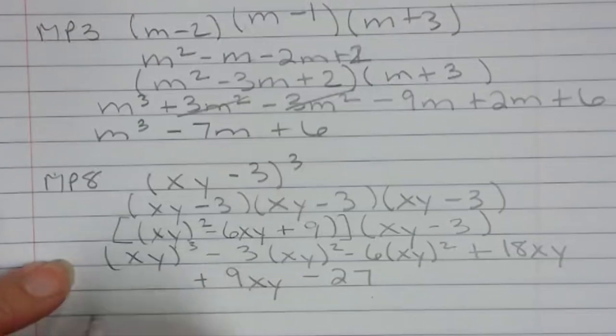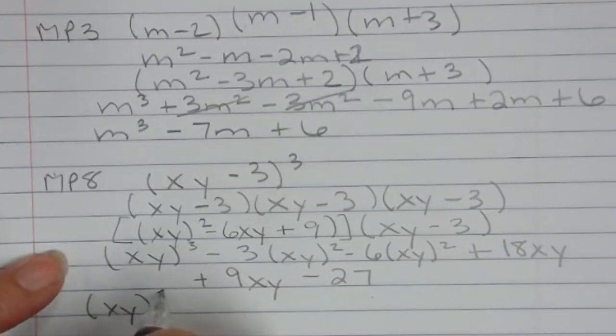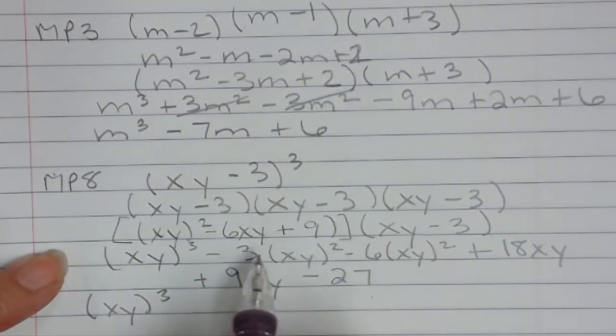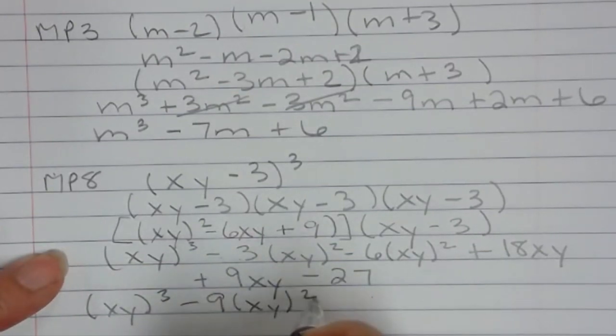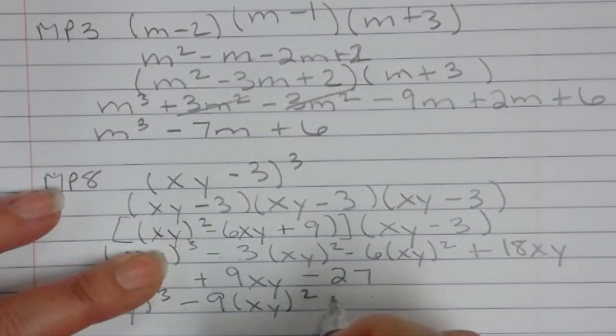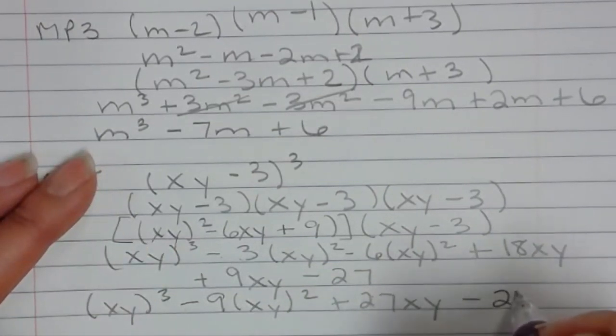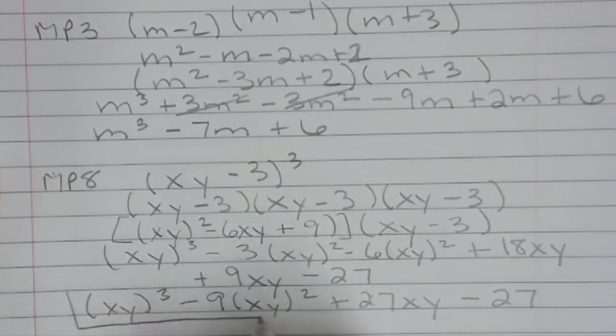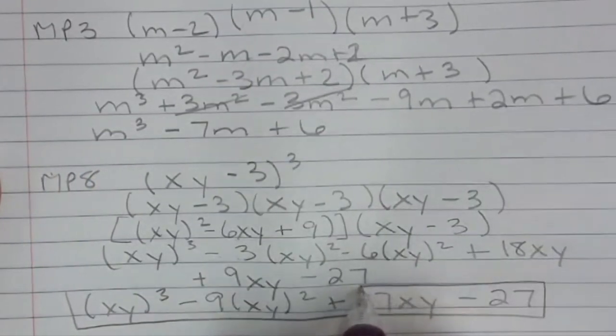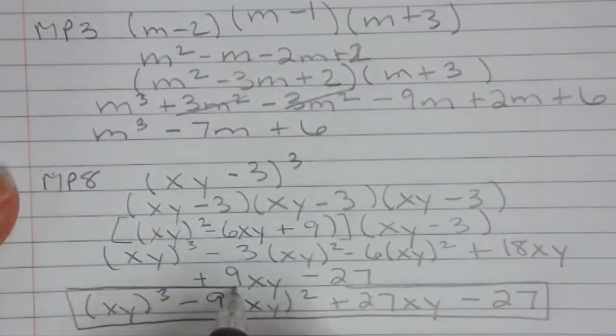Now let's collect like terms. Xy cubed, these two are like terms, so it's minus 9xy quantity squared. These two are the same, plus 27xy minus 27. And that's your answer. You just got to be careful and work slowly.